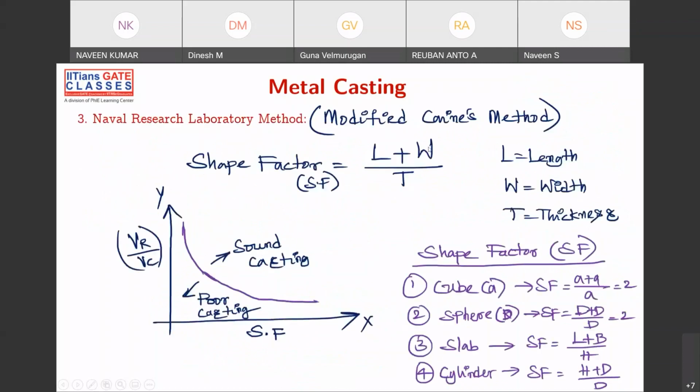Here, shape factor is given by length plus width by thickness of your casting. So these are the different shape factors for simple geometries: cube, sphere, slab, cylinder. All the shape factors are given here. Here also the same curve will be formed, and above this curve it is a good casting, below this curve it is a bad casting. Bad because the shrinkages that are happening are not compensated by the riser. Some defective castings are being formed here. Not poor, you can say defective also.